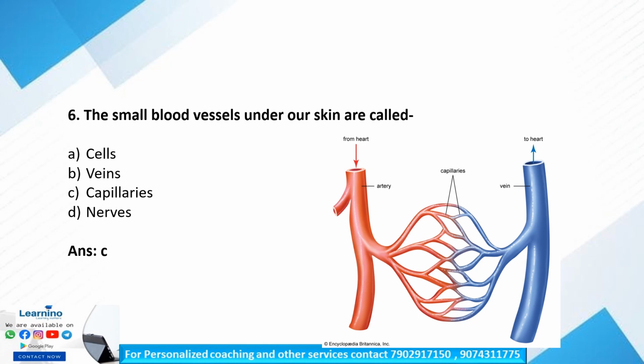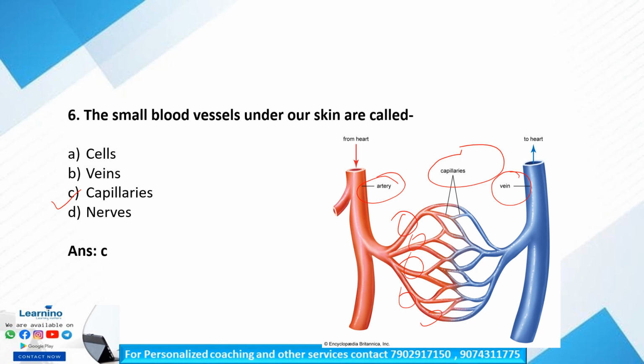The small blood vessels under our skin are called capillaries. Okay, the smallest blood vessels under our skin are called capillaries. So it is a tube which carries blood throughout the body, and it is known as capillaries. The smallest blood vessels under our skin carry the blood from arteries to veins. They are the smallest blood vessels found in the human body.